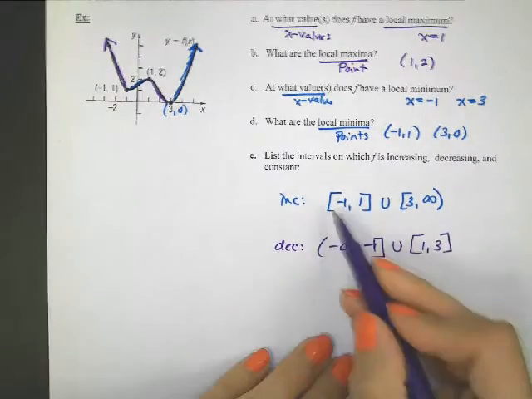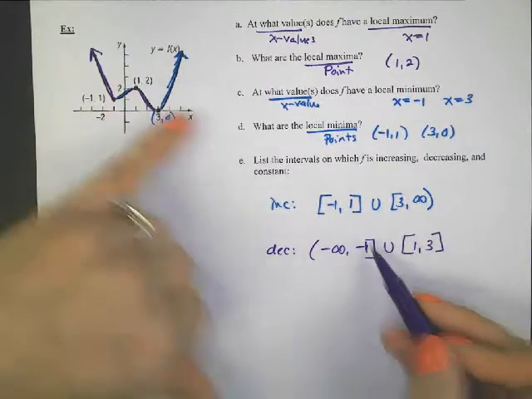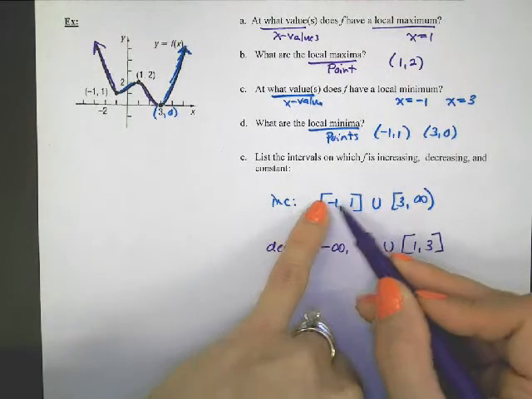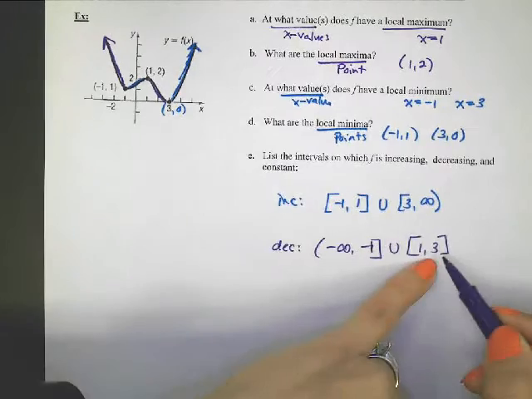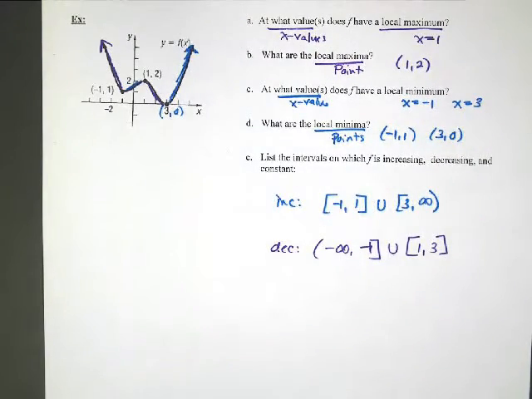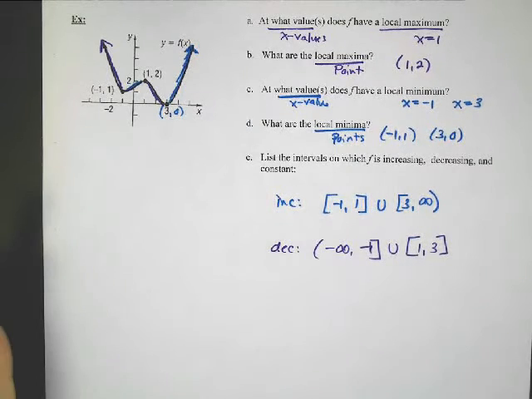And if you look at this, you should have all those intervals. Every single piece of the graph should be here somewhere. Negative infinity, negative 1. Negative 1 to 1, 1 to 3, 3 to infinity. We've covered the entire graph. All the pieces should be represented there.